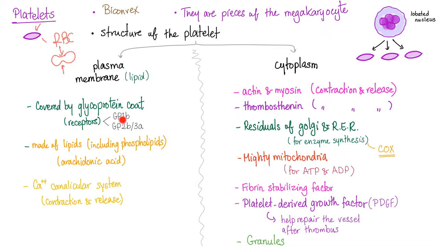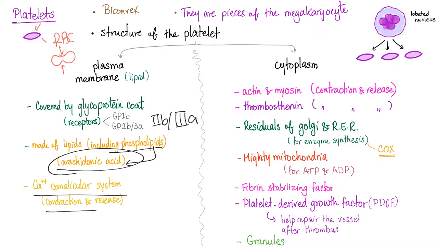Two receptors to remember, GP1B and GP2B3A. Some people will write it GP2B3A like this, doesn't matter to me. The lipid bilayer, including phospholipid, and the phospholipid will produce the famous arachidonic acid, the pro-inflammatory. Actually, it's one of the most pro-inflammatory things in your body ever. Steroids inhibit the formation of arachidonic acid. That's why steroids are the best, the strongest anti-inflammatory known to man.